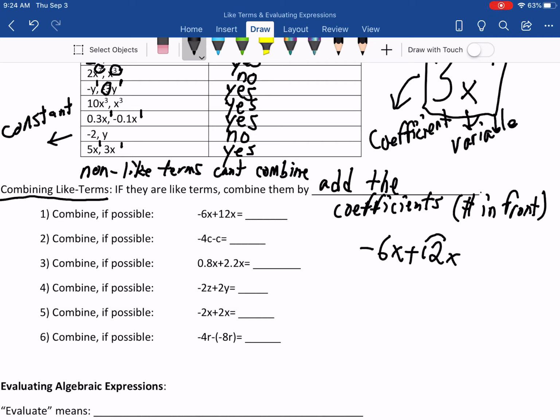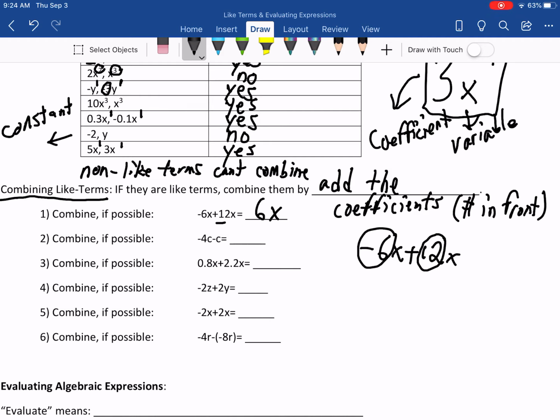Okay, we're going to combine the coefficients, the negative 6 and the 12. And negative 6 plus 12 is positive 6, right? You should remember, when we're adding numbers that have different signs, we're really subtracting. So 12 minus 6 is 6, and we're keeping the sign of the larger one. The larger one is the 12, it's positive. So this is going to be positive 6x.